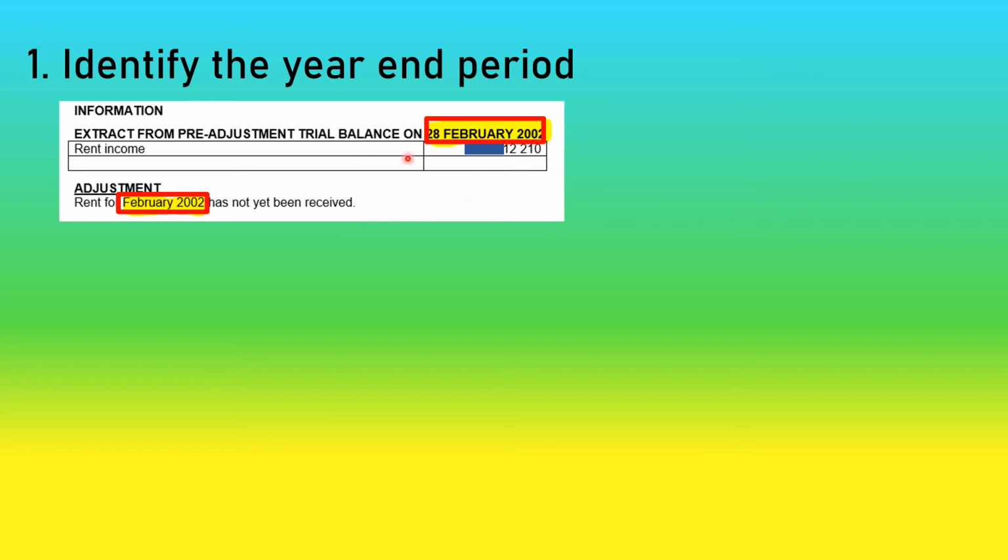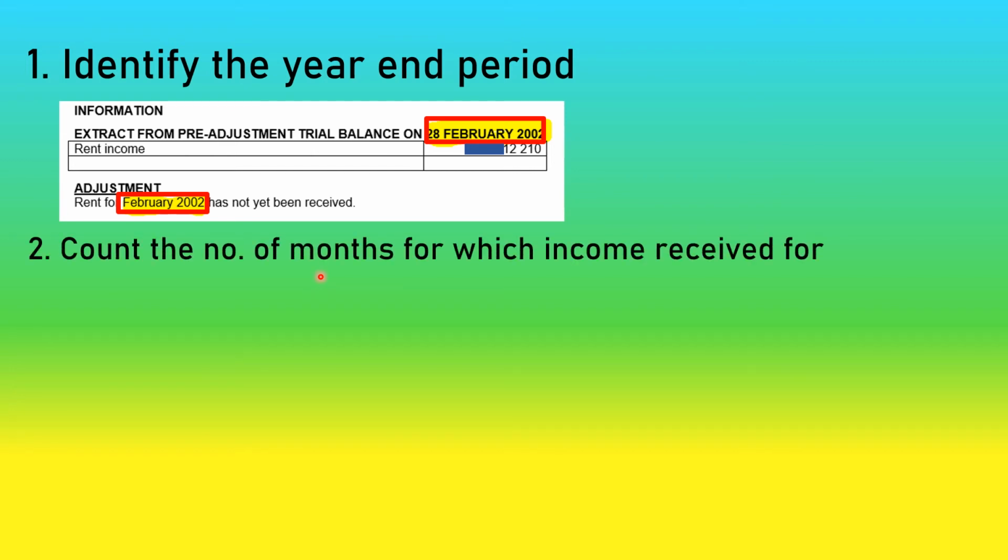I've already identified the year-end periods. That was step number 1. Step number 2 is to count the number of months for which income is received for. Right? Here they tell you that the rent for February was not received. Therefore, this amount is only for 11 months because our total year is 12 months.